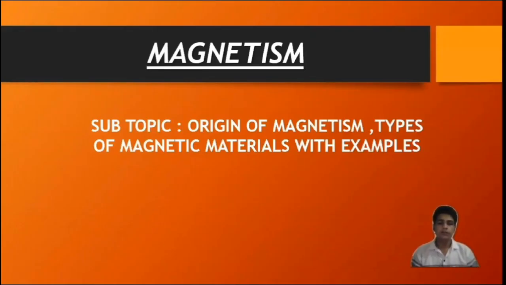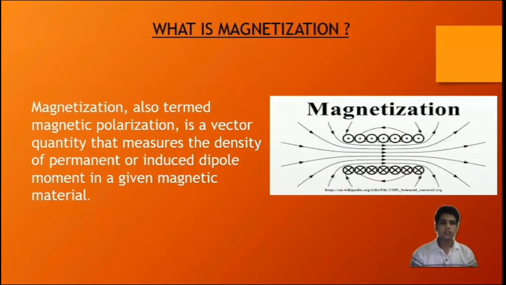Hello, I'm Rishikesh from Group 3 and our topic is Origin of Magnetism, Types of Magnetic Material with Examples. So to begin with, what is magnetization? Magnetization, also termed as magnetic polarization, is a vector quantity that measures the density of permanent or induced dipole moment in a given magnetic material. So in simple words, you can say that magnetization is magnetic dipole moment per unit volume.